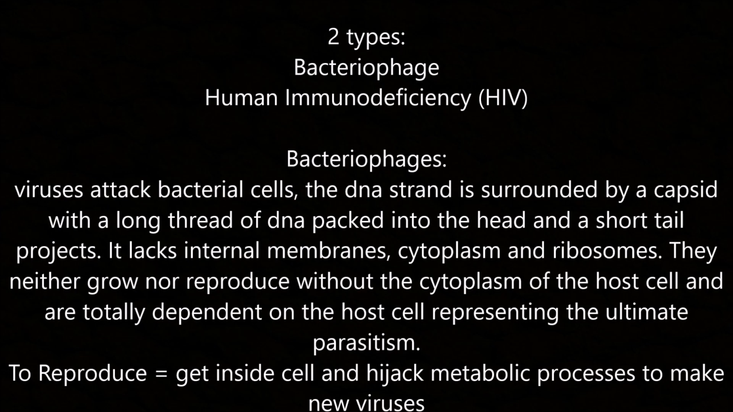There are two types, bacteriophage and the human immunodeficiency virus, or HIV. Bacteriophage is a virus that attacks bacterial cells. The DNA strand is surrounded by a capsid, with a long thread of DNA packed into the head and a short tail projecting. It lacks internal membranes, cytoplasm, and ribosomes. They neither grow nor reproduce without the cytoplasm of the host cell and are totally dependent on the host cell, representing the ultimate parasitism. To reproduce, they get inside the cell and hijack the metabolic processes to make new viruses.